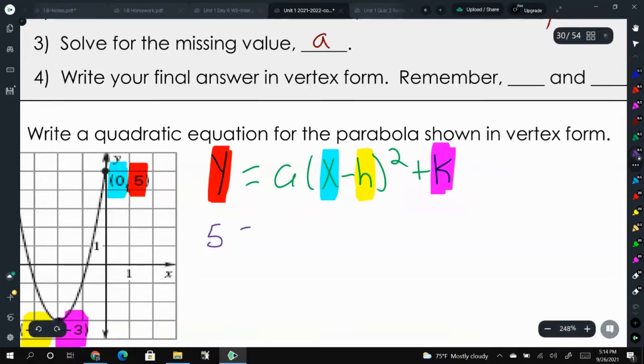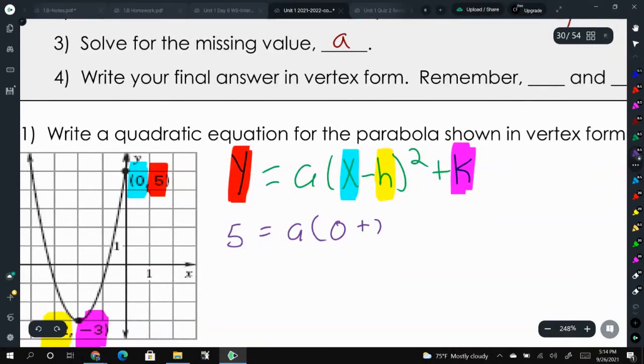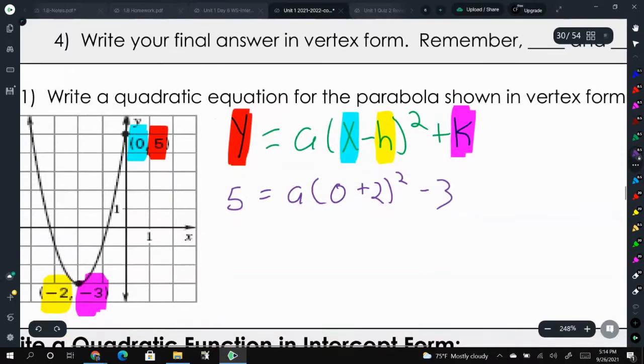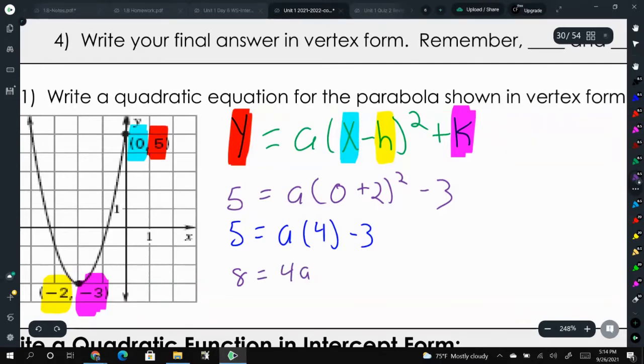So we have 5 equals a times (0 minus negative 2), so plus 2, squared, minus 3. All right, so let's simplify this. 5 equals a times, well, 0 plus 2 is 2. 2 squared is 4, minus 3. Okay, then when we add 3 to both sides, we get 8 equals 4a. Divide both sides by 4, and a is equal to 2.